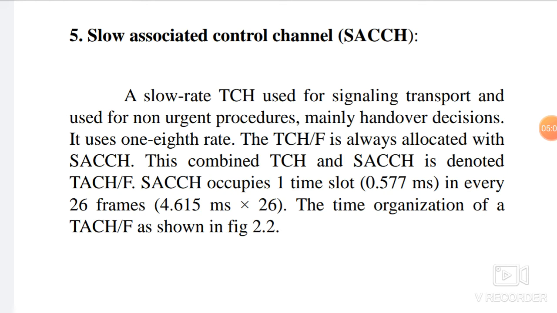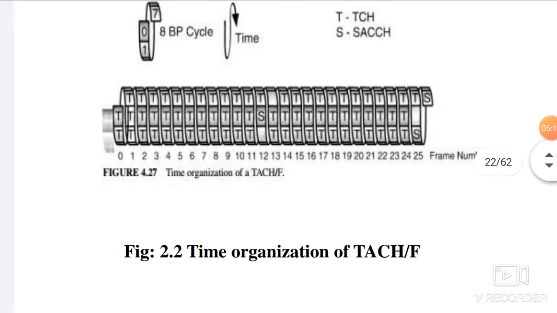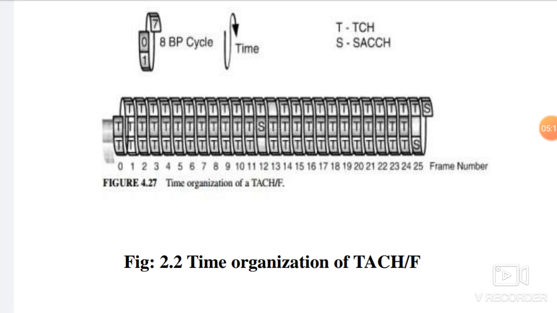The next one is your fast associated control channel. It indicates cell establishment, authenticates subscribers or commands a handover. Here you can see the diagram for the time organization of TSCH/F, and here we have an 8 BP cycle.